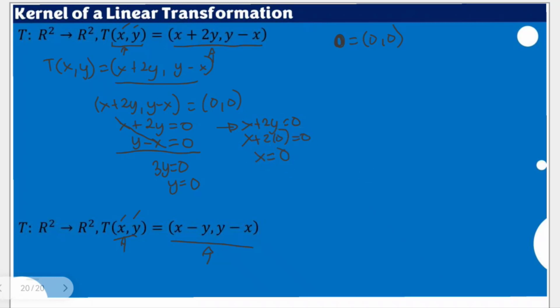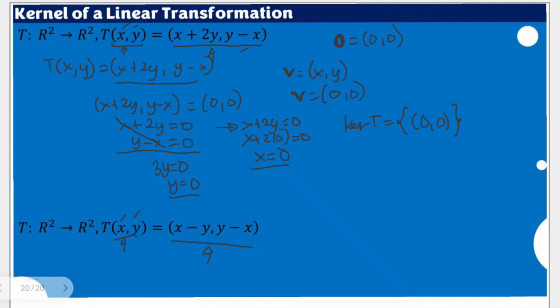In short, the components of our vector, x and y, are both 0. So the only vector that will create a zero vector as a result of the linear transformation is the vector 0 0. And our kernel of T would be a set containing the said vector. This is for our first item.